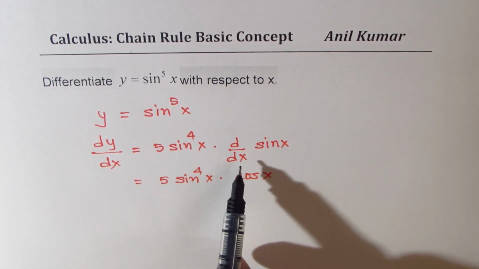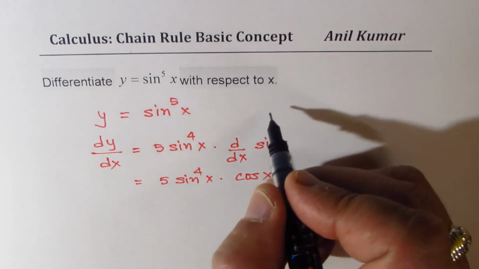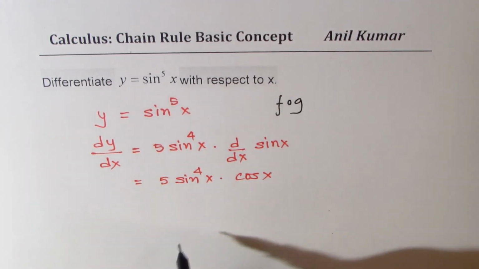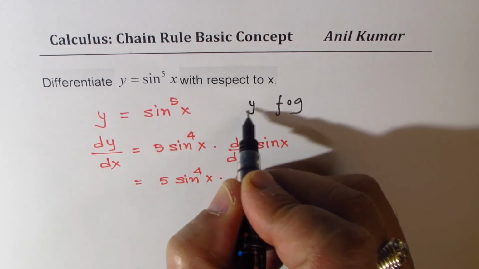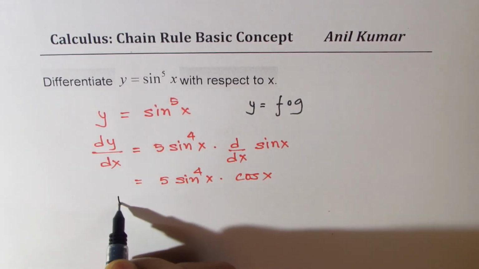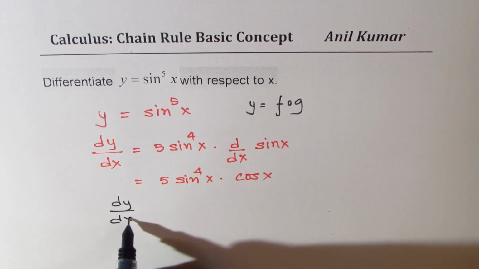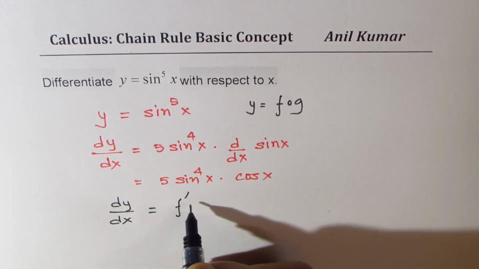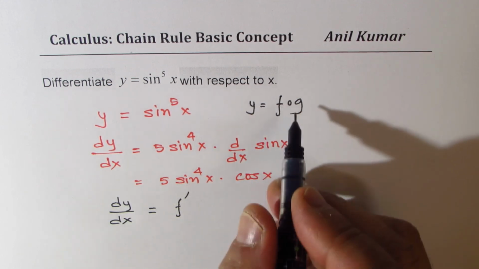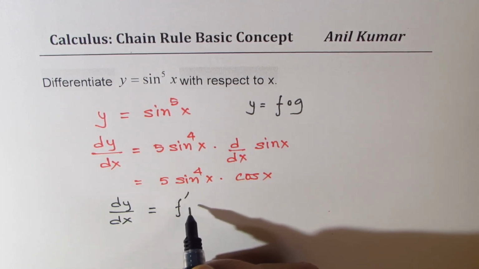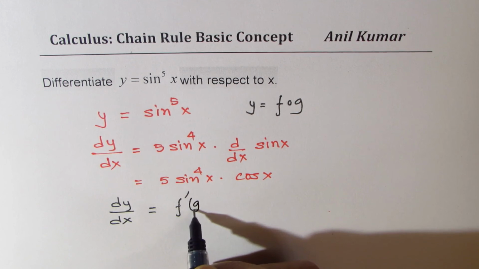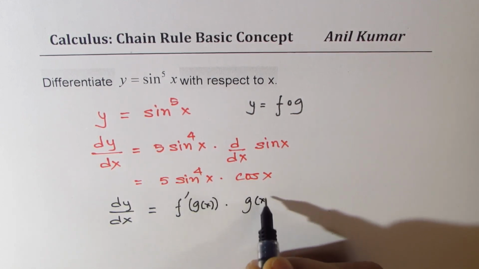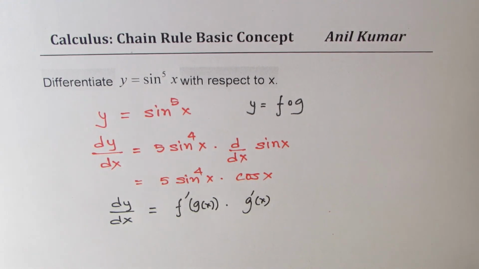This is also the chain rule, where what we are saying is that if f of g is given to us, right, if this is y, in that case dy dx is equal to f dash, let's say this is f dash of the whole function, right? So let me write g of x, times the derivative of the inside function. You get an idea, right?